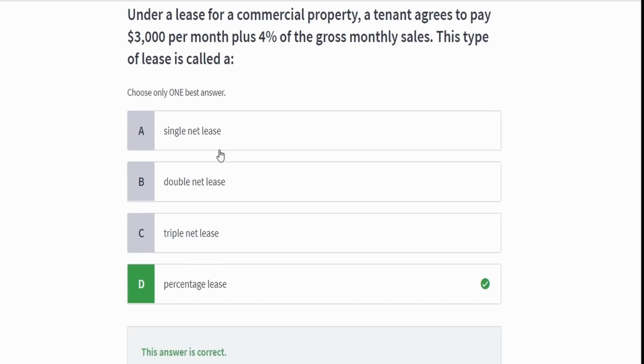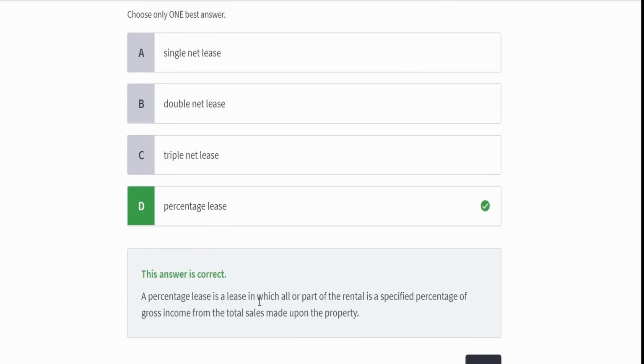Choose that, and then you'll be good to go. So again, a percentage lease is a lease in which all or part of the rental is a specified percentage of gross income from the total sales made upon the property. So pretty self-explanatory there. Hopefully you guys got that one.